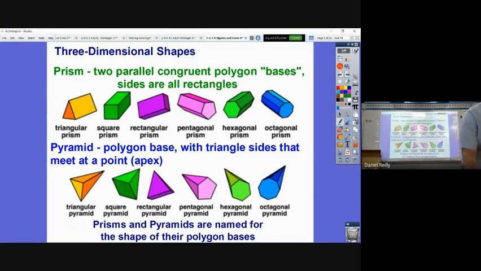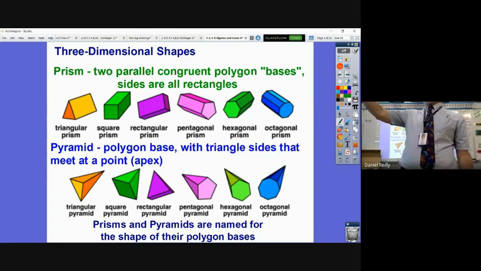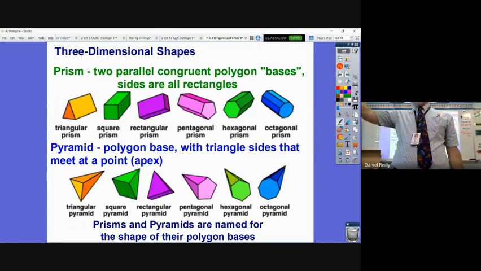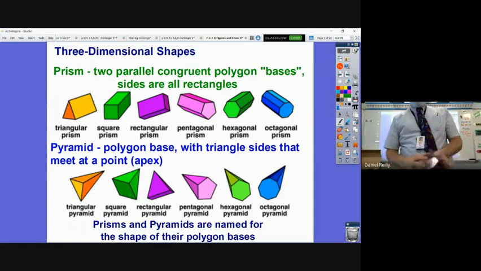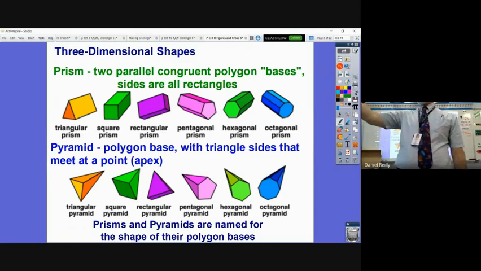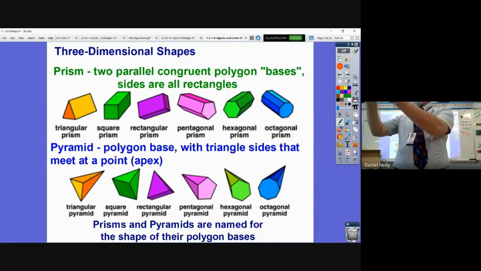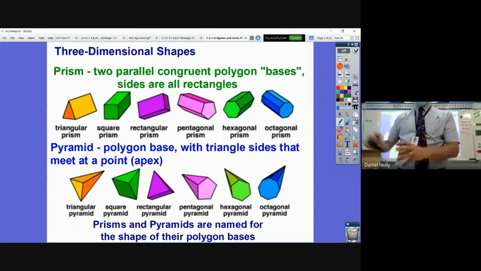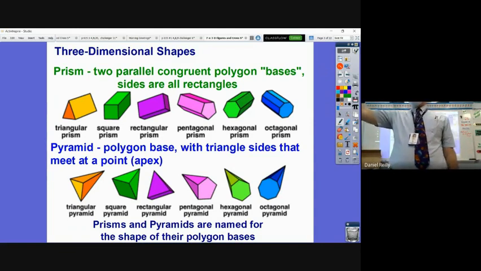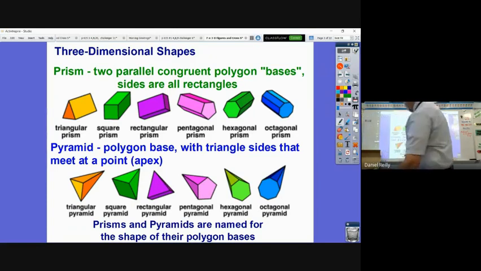The other shape is a pyramid. Now, most people, when you think of a pyramid, think of this shape, the Egyptian pyramid, which has a square base and then has four triangle sides that all come to a point. This is also a pyramid. It has a triangle base and triangle sides that come to a point. This is also a pyramid. It has a hexagon base and six triangles that come to a point. It's a hexagonal pyramid.